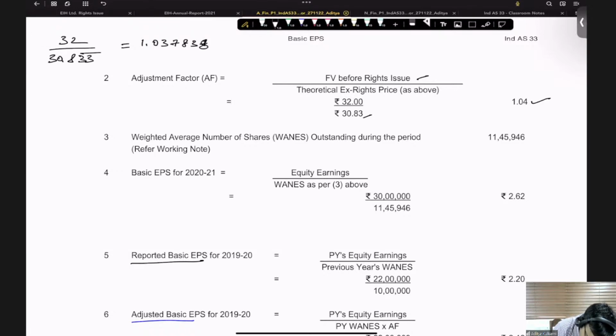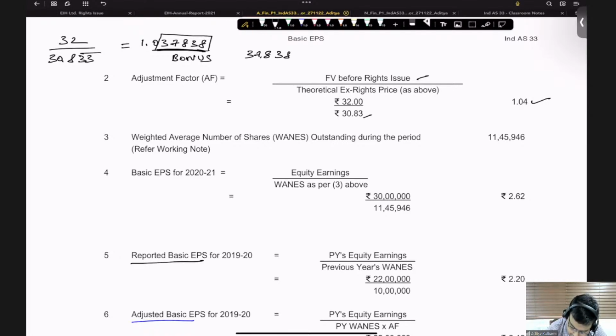Can you see what this is looking like? This is nothing but the bonus component, which we have already determined as 37,838. So this is my bonus component. That's it. Otherwise the interpretation is exactly what we have done.